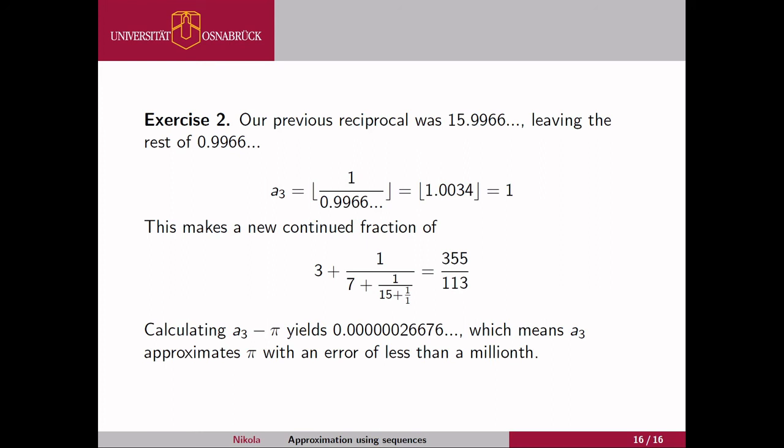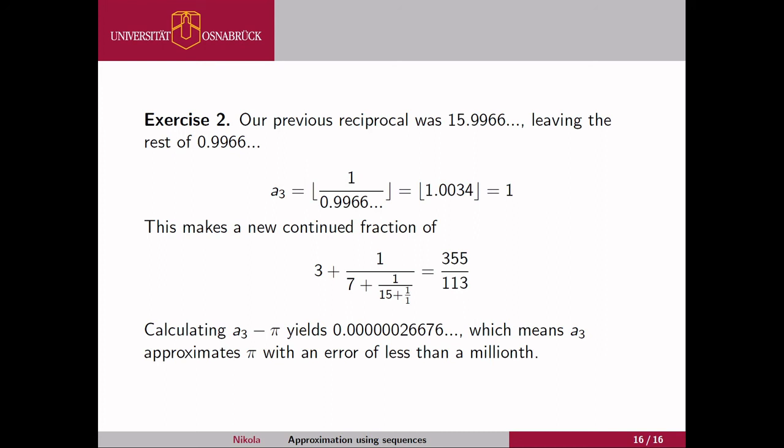So we get a new continued fraction where in the denominator of 15, we just add a 1 over 1 or a 1. Kind of makes sense to write 1 over 1 because the next term will be 1 over 1 plus something. All right, and this gives us the value of 355 over 113. And now comes the amazing bit. If you plug this into a calculator, the difference between your approximation and pi yields 0.000002667 and so on.